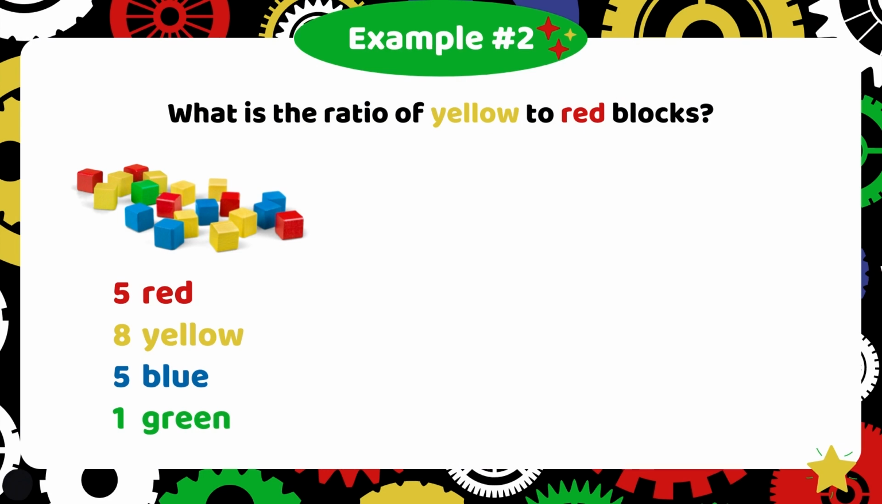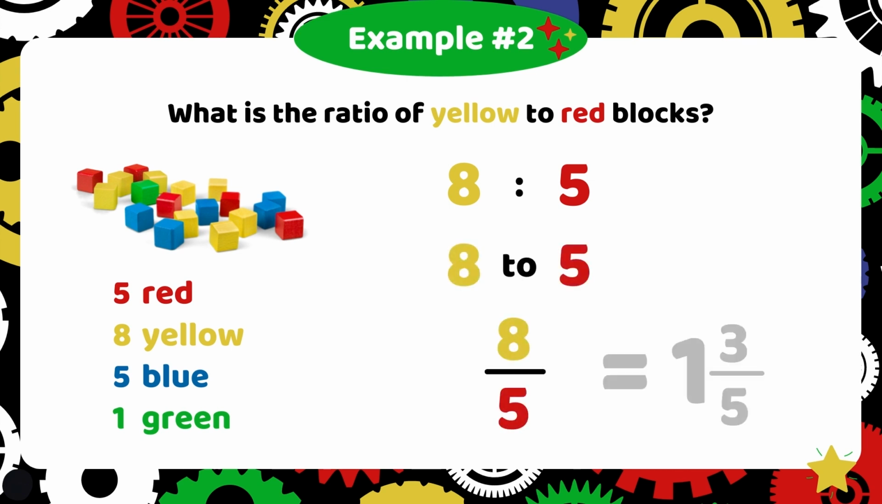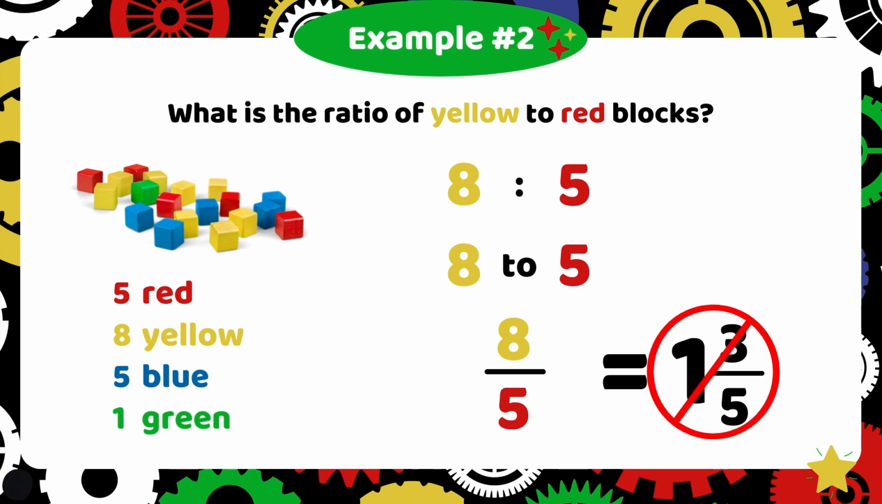Example number 2. What is the ratio of yellow to red blocks? This is different from example 1, where you were asked the ratio of red to yellow blocks. We can write this ratio in the same way as we did for example number 1, but we flip the order. 8 to 5, 8 to 5, and 8 to 5. It does seem like we could simplify this like a fraction, since 8 is bigger than 5 and that's on top. It seems like we could change it to 1 3/5, but remember that a ratio is a comparison of two values. We cannot change it to a mixed number. It has to stay 8 to 5.